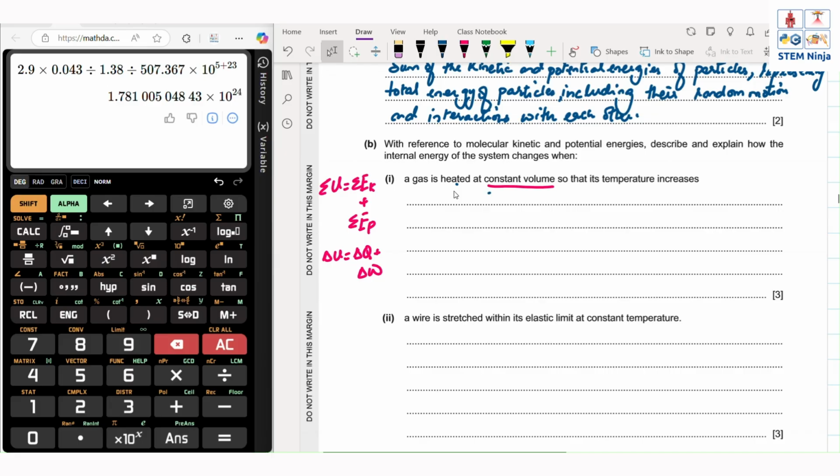Furthermore, it is heated at constant volume, so there is no change in potential energy of this gas because there is no change in molecular separation. However, since temperature is associated with the mean kinetic energy of particles, if temperature is increasing, kinetic energy is increasing. So that's what we just simply have to write.